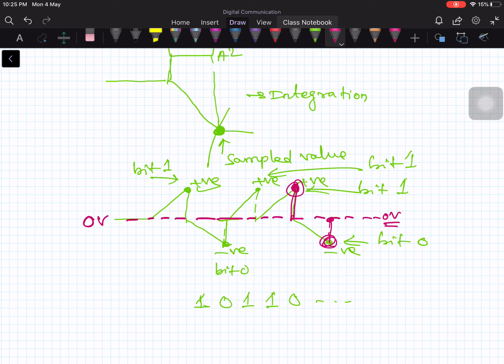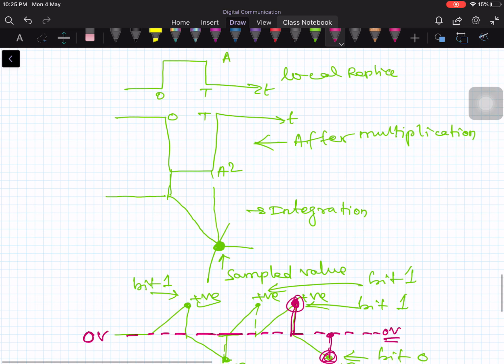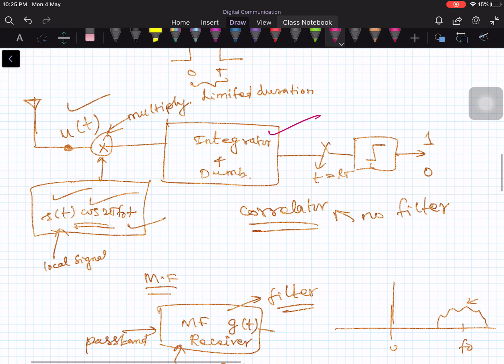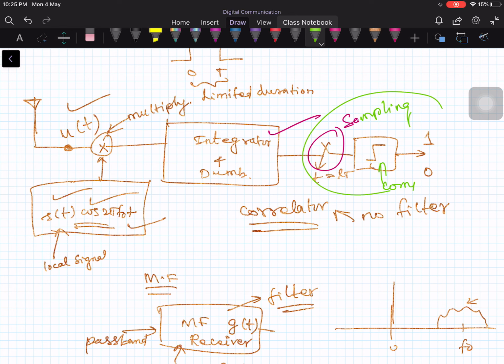So the rest of the operation is same, like if you look at the figure, after integrate and dump, I'll change the color, then do the sampling, and you put a comparator. So this operation is the same operation after your integrator and dump operation. This operation is the same even in your matched filter receiver also.